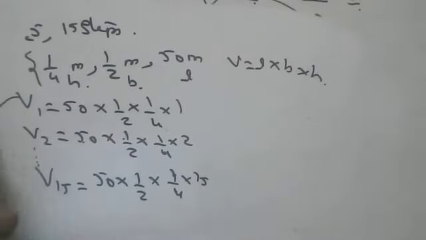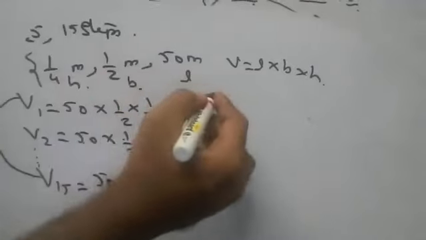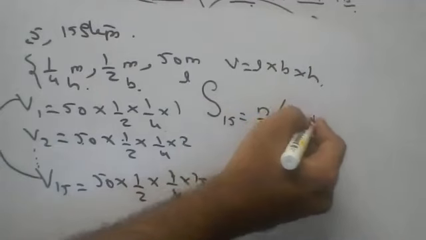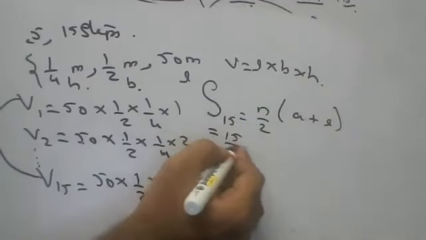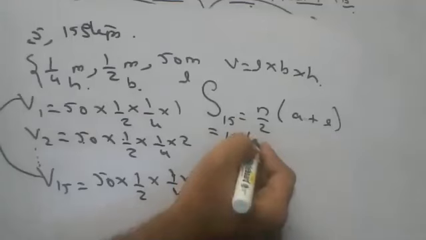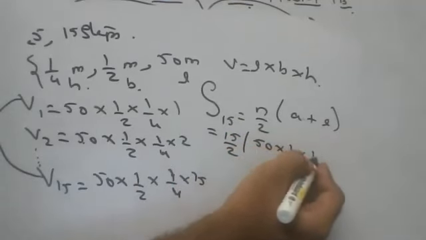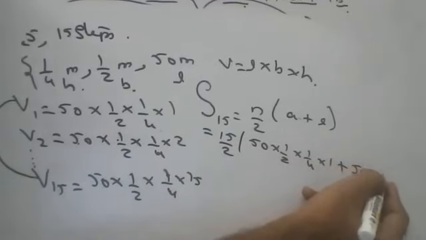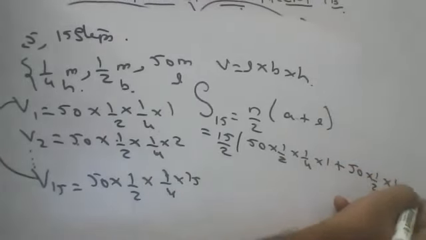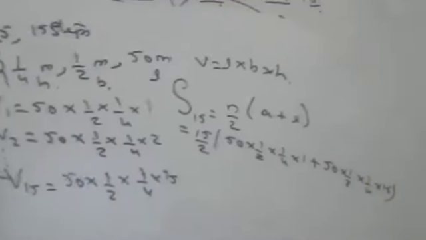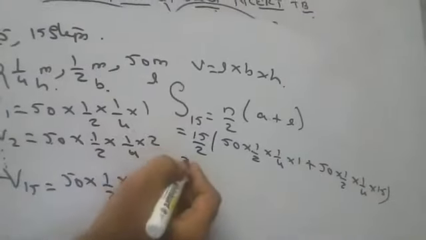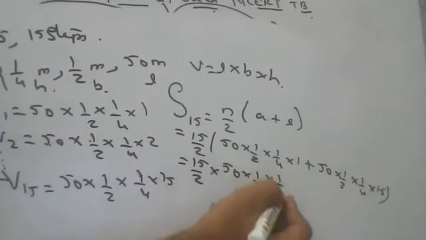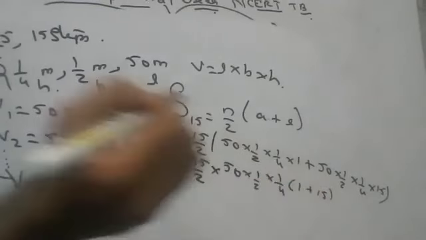Children, you have first term, you have last term, you have 15 steps. Volume of 15 steps is equal to n by 2 into A plus L. Please check, children. 15 by 2 into A is how much, children? 50 into 1 by 2 into 1 by 4 into 1, plus L is how much, children? 50 into 1 by 2 into 1 by 4 into 15. Okay, children, that is A and L. So, children, what will you take common? 50 I will take common. 1 by 2 I will take common. 1 by 4. Inside, 1 plus 15 is left over.